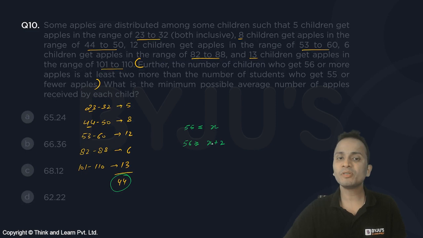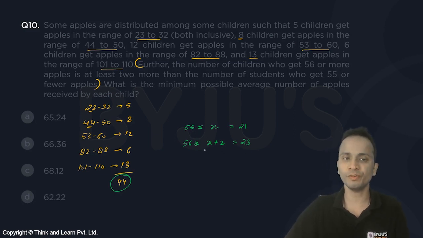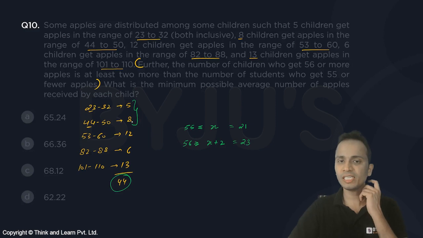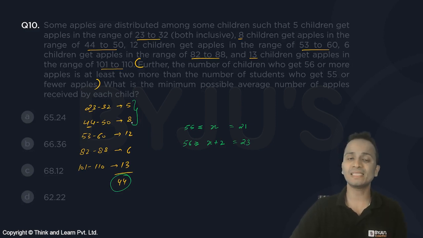Now since the gap between them is of 2, the value of x can be taken as 21, and x plus 2 will become 23. So 21 children will be less than equal to 55 and 23 children will be greater than equal to 56, right? Now already these 5 plus 8, 13 children are less than or equal to 55. 13 children are already there.